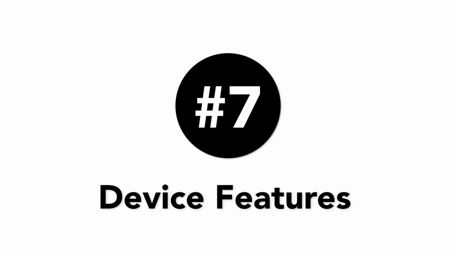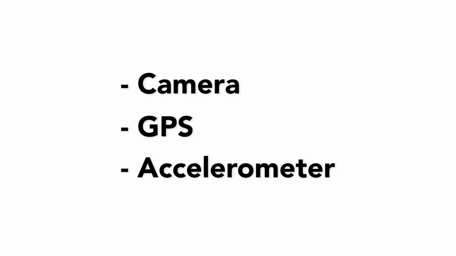Number 7 is device features. One of the best things about building an app for placement on a user's mobile device is the ability to sync with other device apps and telephone features. For example, native apps can use the camera, GPS, accelerometer, etc. Progressive web apps in their most basic form can be held to the same kinds of restrictions as standard websites, which means you don't have all the access to device features as you would with mobile apps.